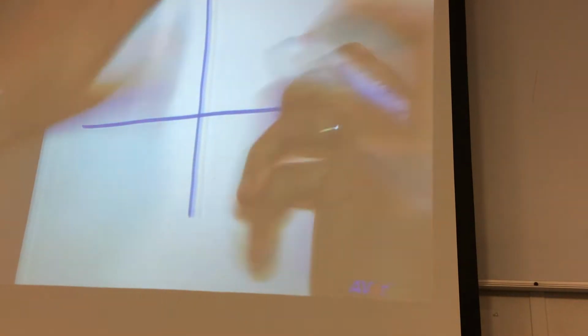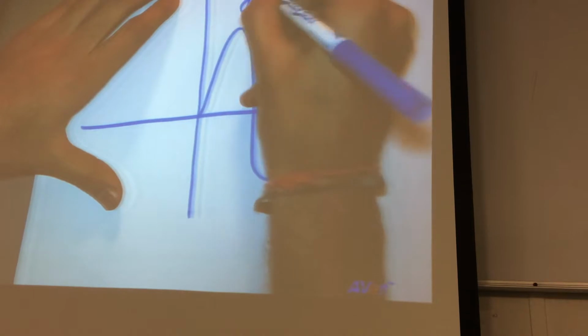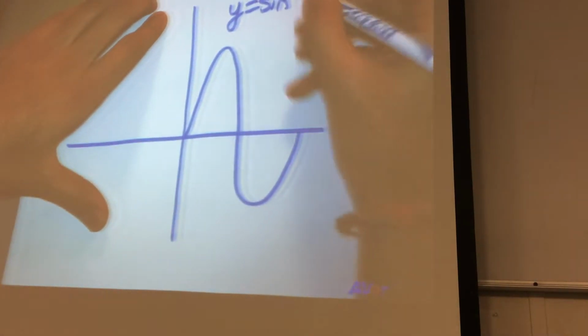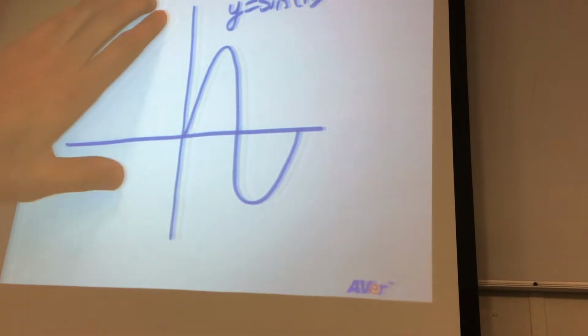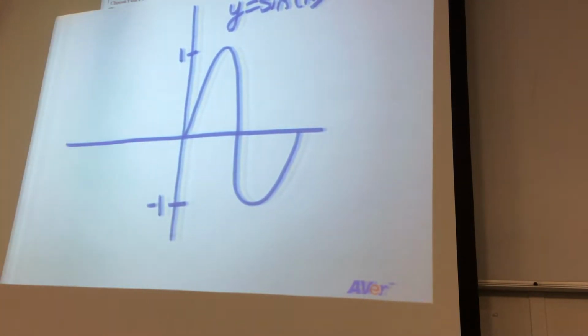Now, before we do that, we need to remember a few things. And the first thing is, let me draw right here. Let me draw this. Y equals sine of x. And we have some point here 1, some point here -1.